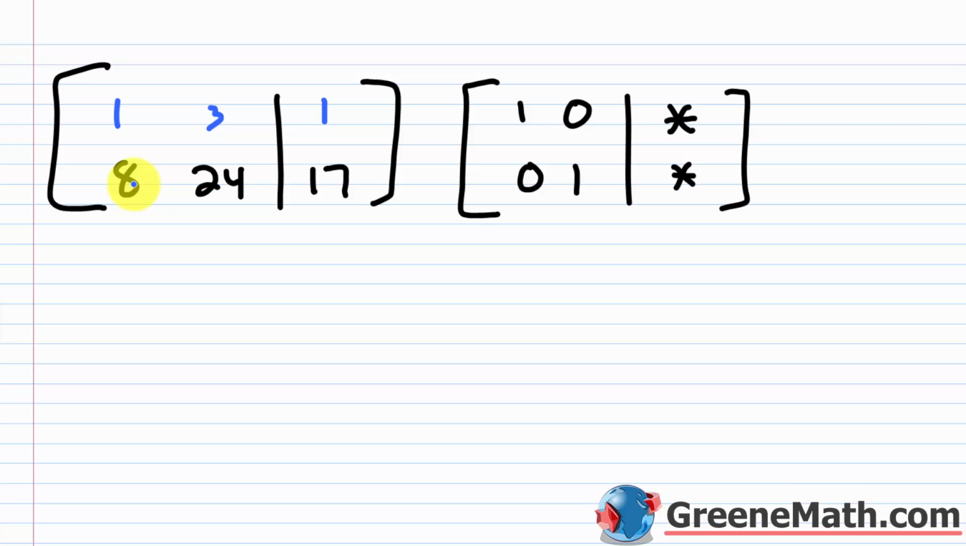I know I need to add a negative 8 to 8 to get 0. So I'm going to multiply row 1 by negative 8. Okay, so row 1 times negative 8. I'm going to add the result to row 2. Again, this is going to give me my row 2.